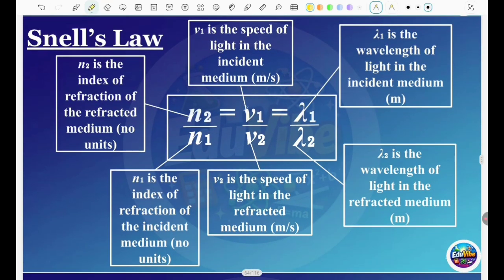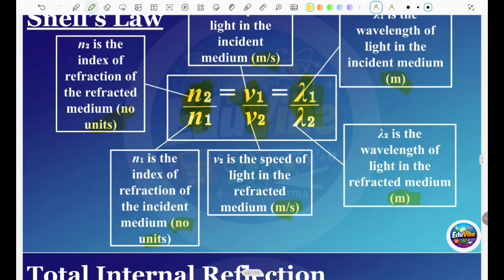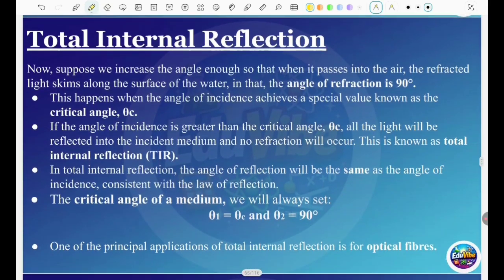This is a further version of this where we include the speed and the wavelength. When the speed and wavelength are included in that formula, you will get a bigger formula like this. Again, the 2 refers to the refracted medium, and the 1 refers to the incident medium. Make sure the wavelength is in meters, the speed is in meters per second, and n has no units. You can use any set of these, velocity or wavelength. Everything can be fine; this is for convenience.